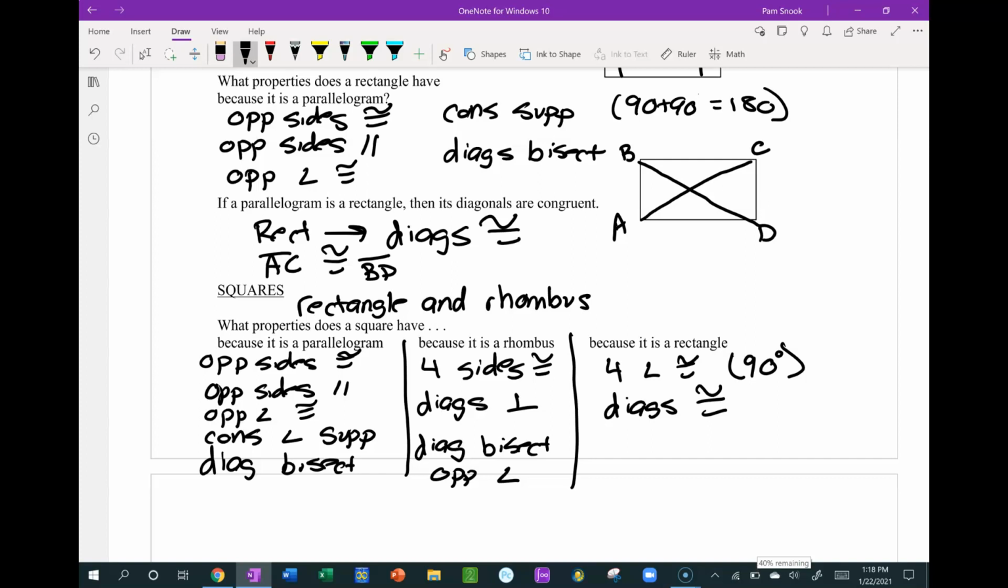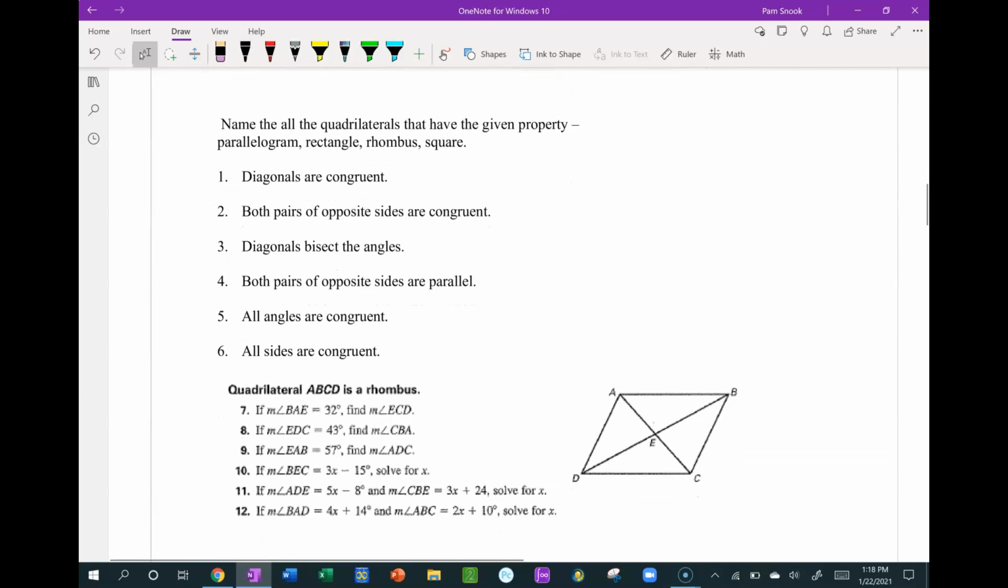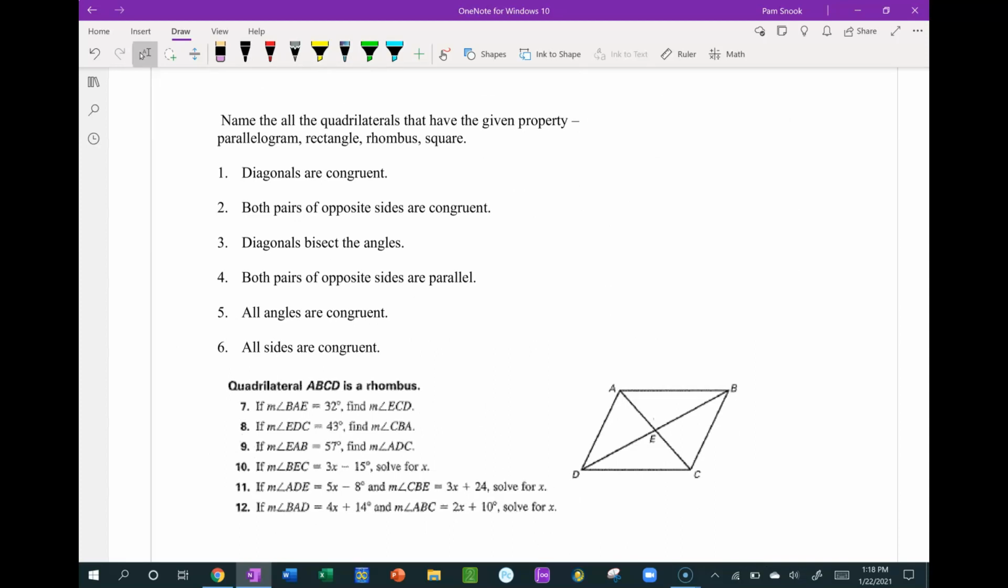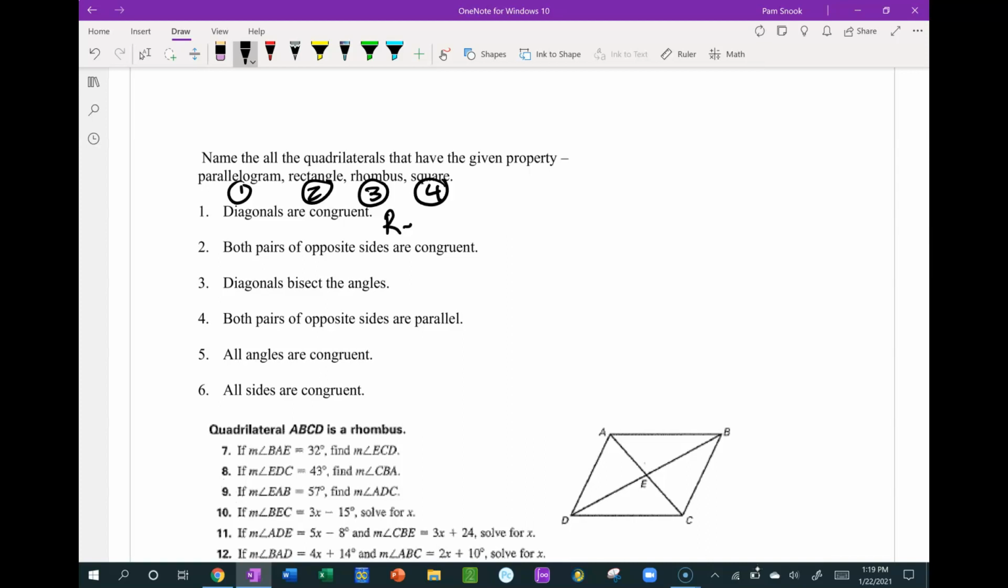So with all of that in mind, we're going to do some brain teasers here. We're going to name all the quadrilaterals that have the given property. Now our choices are parallelogram, rectangle, rhombus, or square. First one is diagonals are congruent. So which of those have congruent diagonals? And you should be telling me rectangle. But guess what? A square is a rectangle. So add square to your list.